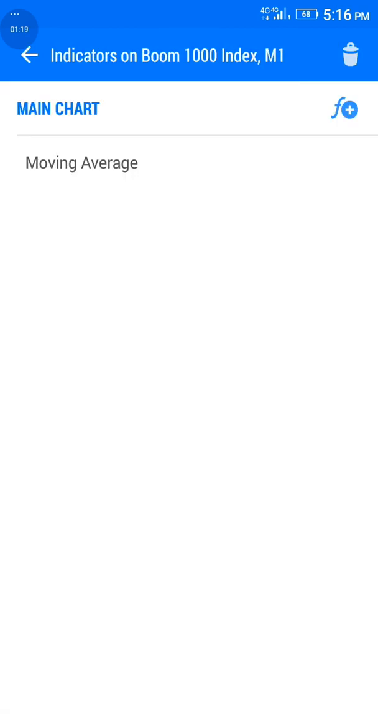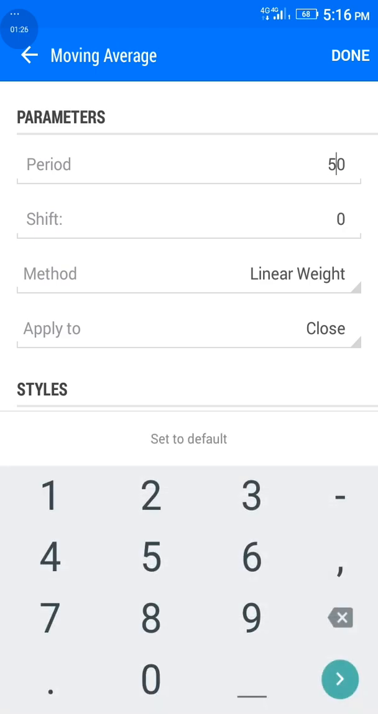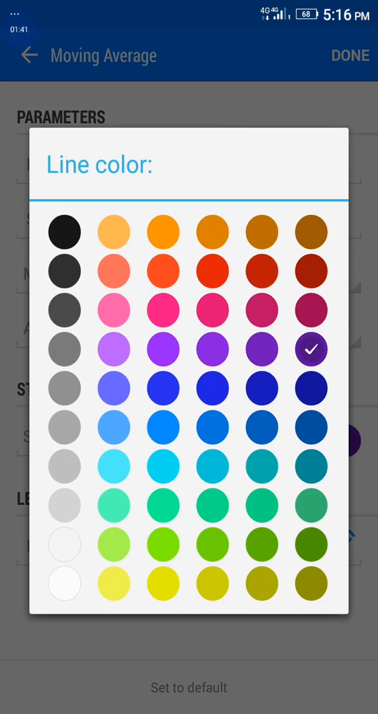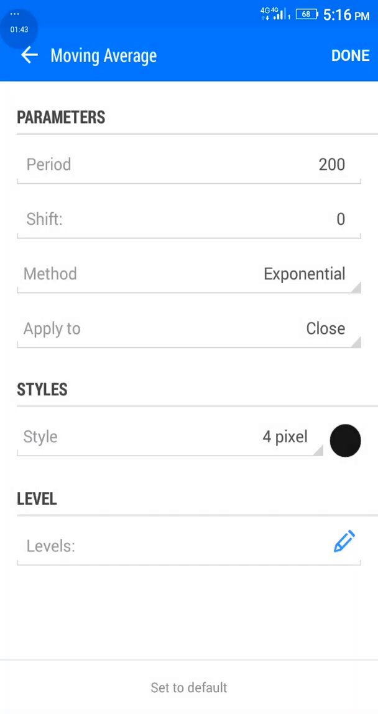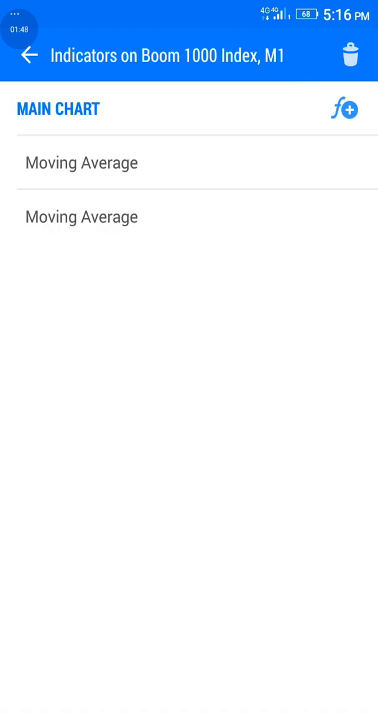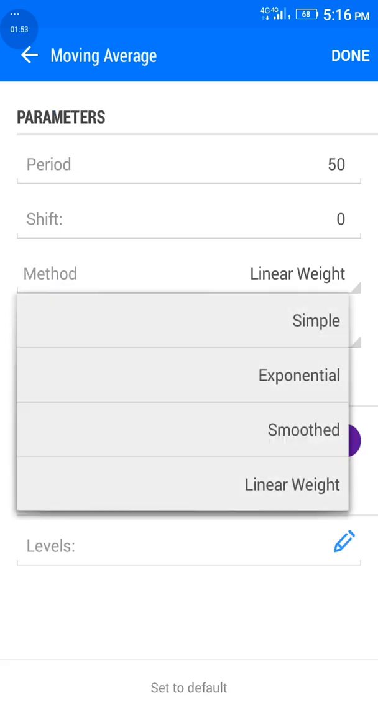Then the second moving average we are going to add is moving average 200. Moving average 200, shift 0, method is exponential. Apply to close. The color should be black. Then done. Before I forget, the first moving average that we had, moving average 50, the method should be simple.